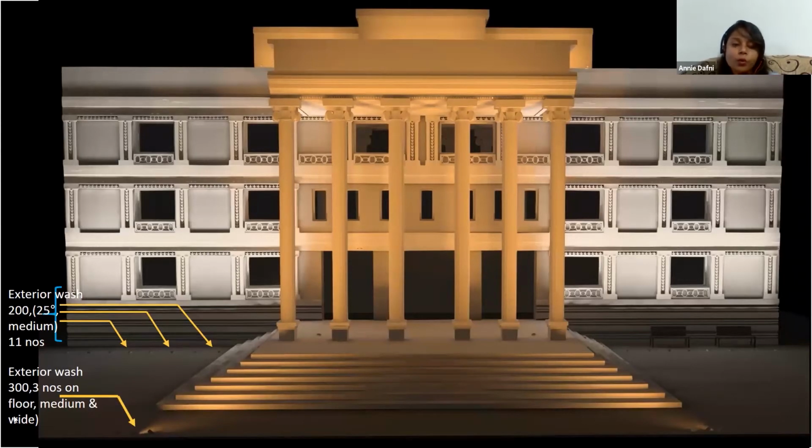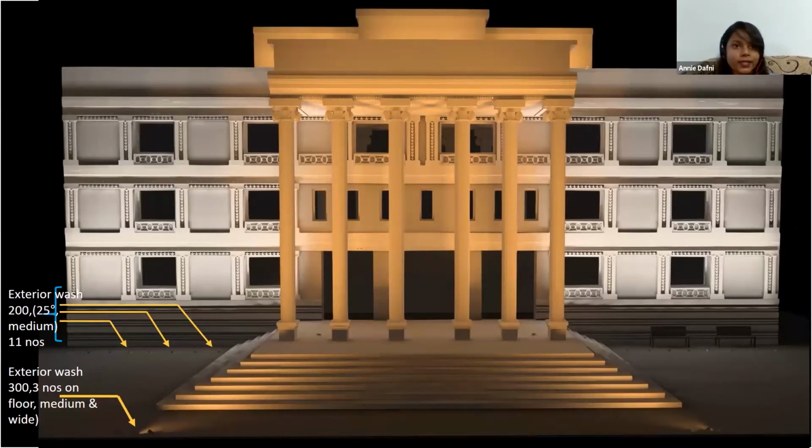So in this example, what I've done is I've used exterior wash 200, and I've used a medium beam angle. Now the reason being, I wanted the light to reach up to the top of the building, and only a medium beam angle would be able to go to that height. And secondly, the medium beam has a much narrower beam spread, and since we are also moving the fixture very close to the facade, I need to use more number of fixtures.